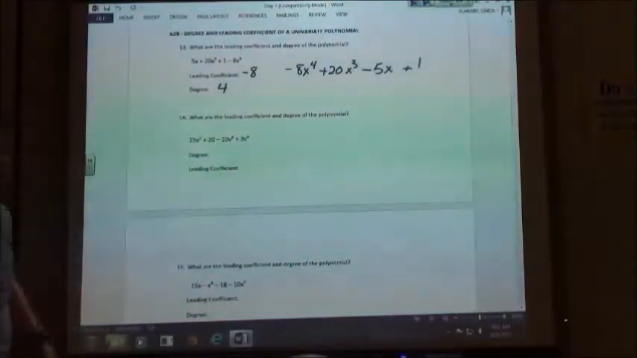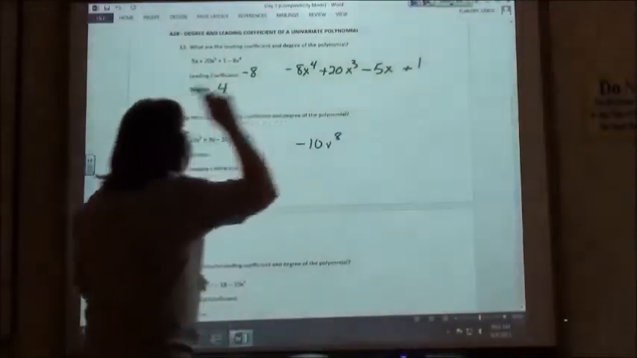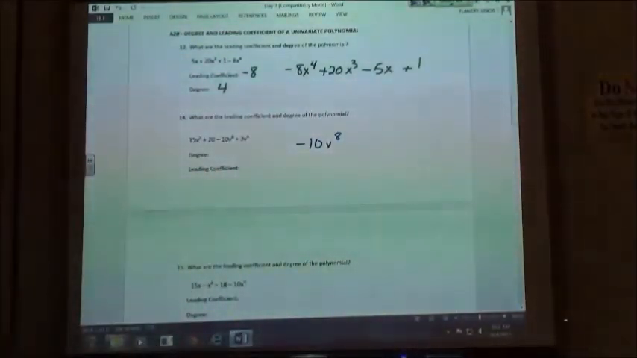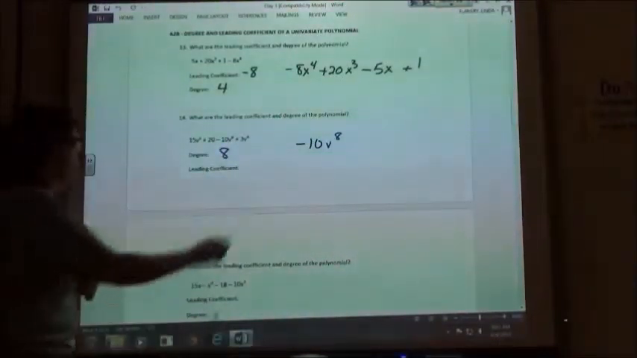If I'm picking out my leading term on number 14, which would be my leading term? Negative 10v to the 8th. So the degree of this polynomial is going to be 8, and my leading coefficient? Negative 10.